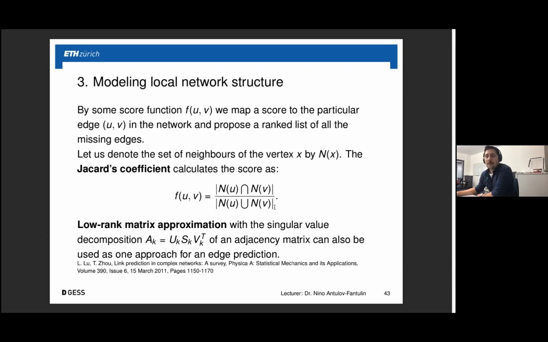Okay. And in this way, you could do it for all the edges, and then do some kind of ranking, and then also see why or how it makes sense to use this type of score function.